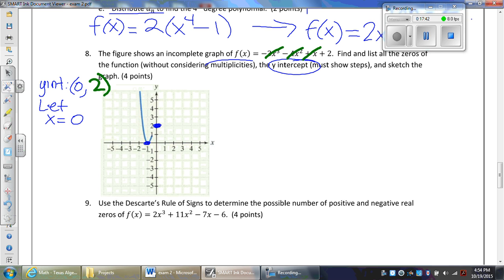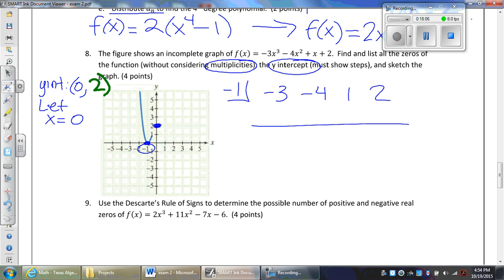Do you guys see I mentioned something about multiplicity, right? So I'm going to take the coefficients and then I'm going to verify with synthetic division if that is in fact a 0. So you use the same number that you see here, that's the same number that goes inside the box, okay? So the coefficients are -3, -4, 1, and 2. Now, be aware of this. I might give you a polynomial that is missing a term.